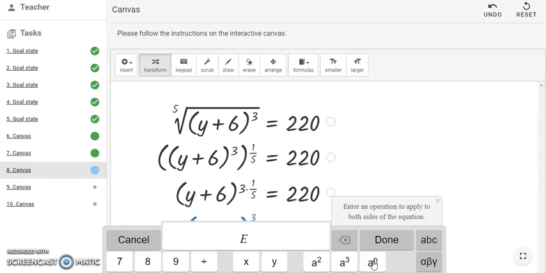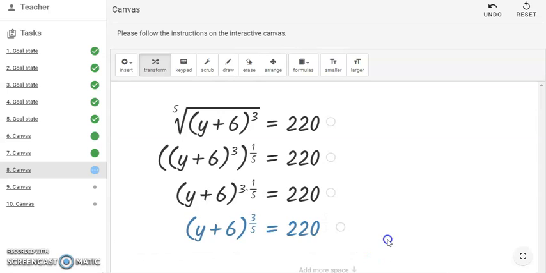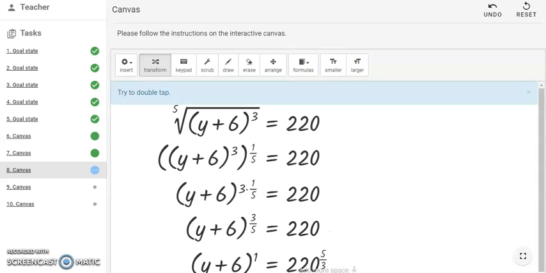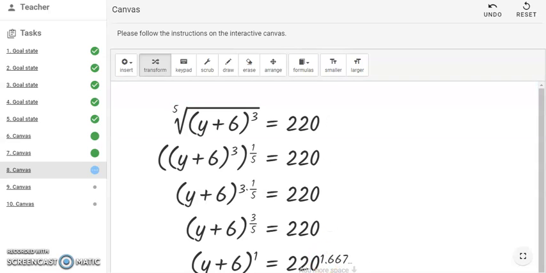So 3/5, I would need to multiply by its reciprocal, which is 5/3. So I'm doing 5/3 of both sides. When I multiply the two exponents together, I'm going to get 15 over 15, which is 1. And then if I double click on the exponent, turn it into a decimal number, and then click on the base, the answer is approximately 8,017.